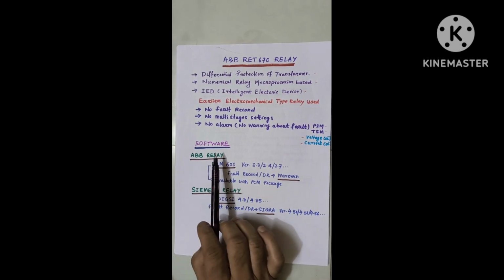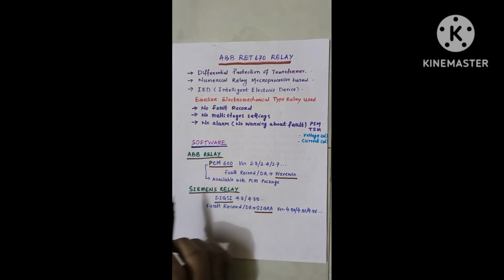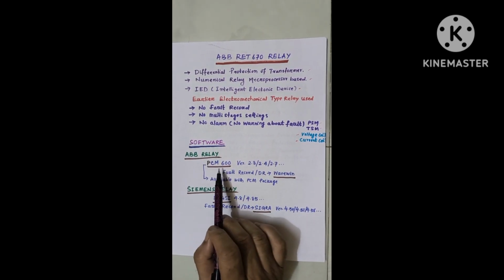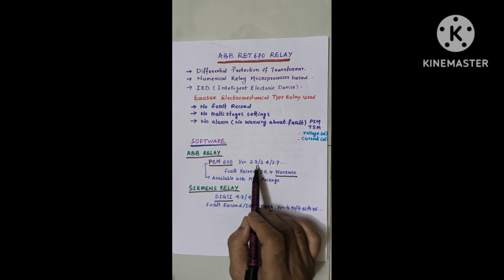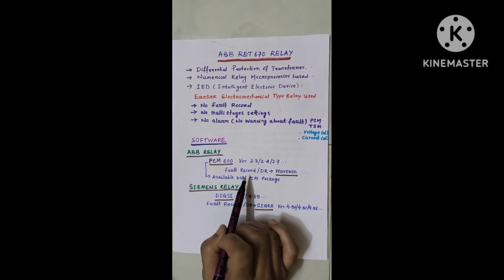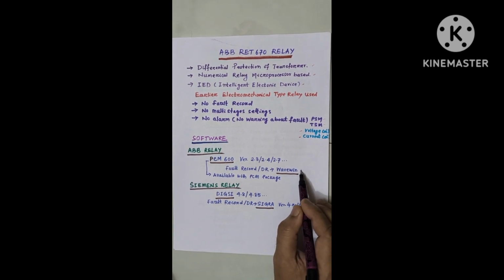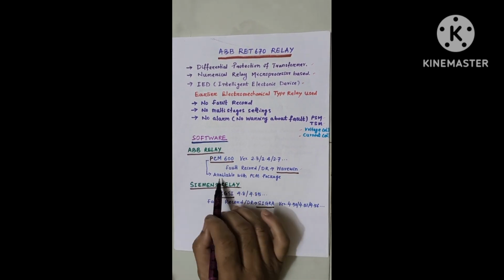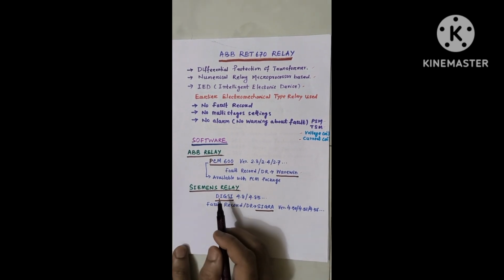We must know what the different software utilized for relay communications are. For ABB make relays, we are utilizing PCM 600. Different versions will come, 2.3, 2.4, 2.7 like that. For fault record analysis or disturbance records, we are using WaveWin software. This WaveWin software will come in the package with the PCM software.